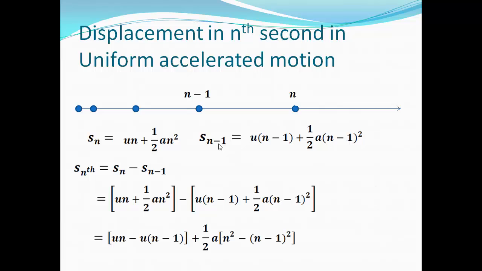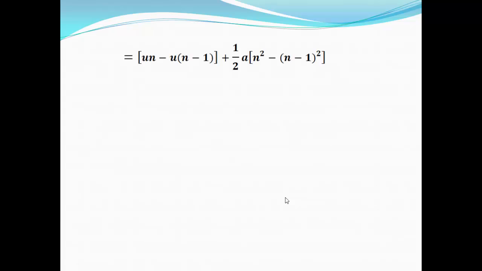Substituting the values and simplifying, we get un minus u into n minus 1 separately plus half a, that is constant, it stays outside the bracket, into bracket n square minus n minus 1 the whole square. So this we will further simplify as un minus un, that will be 0, and minus of minus gives plus u. So that is what remains, plus half a into bracket n square minus n minus 1 the whole square, that will be expanded as n square minus 2n plus 1.